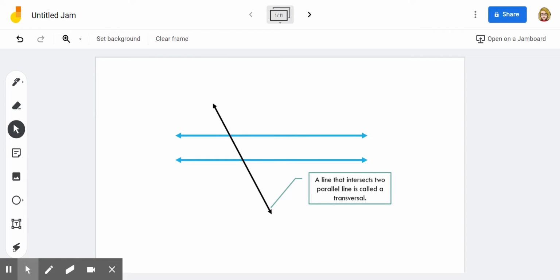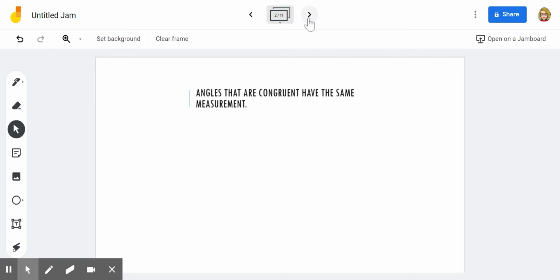We are going to go over parallel lines and transversals and the angles that they create in this lesson. This black line here is called a transversal, and when it intersects parallel lines, it creates some special angles. We're going to use the word congruent a lot, and angles that are congruent have the same measurement.